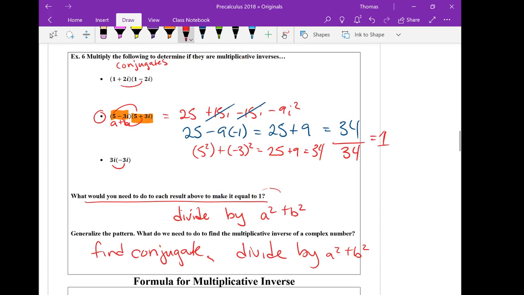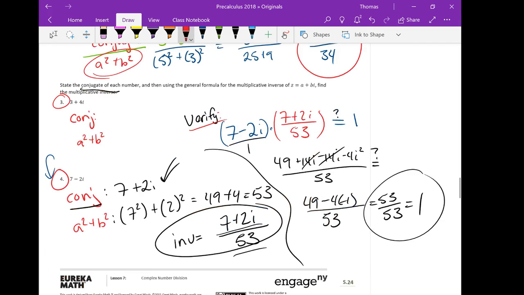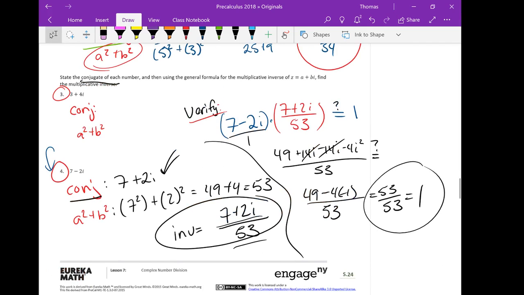All right, next we have lesson 8. We're going to use these ideas of conjugate and multiplication and inverses to come up with how to divide. So that's what we're looking at next. Come into class, try out your exit ticket, and you will be all set on this lesson.